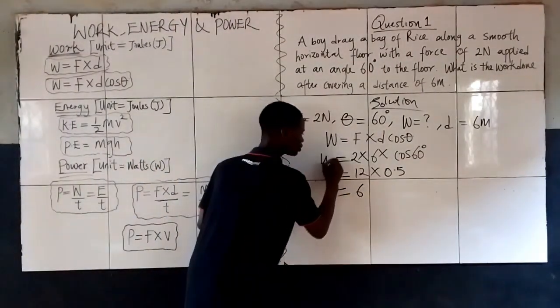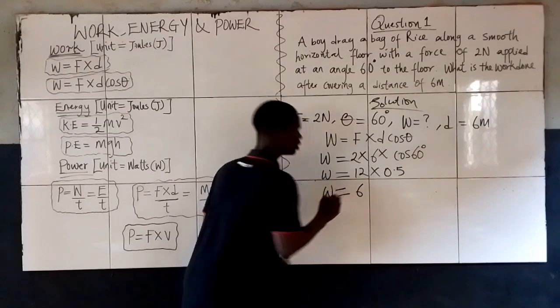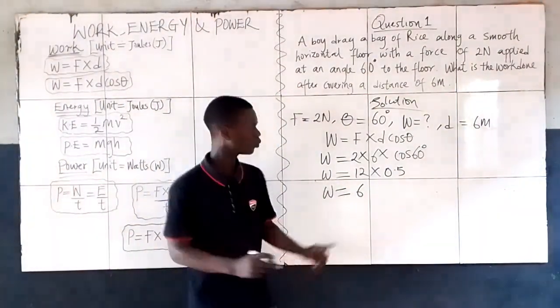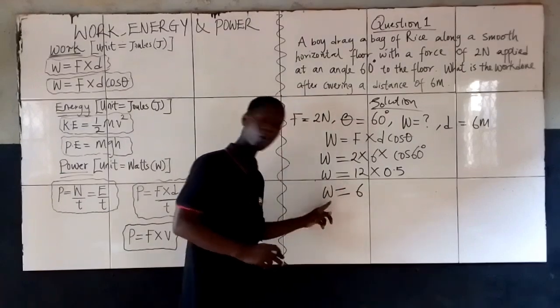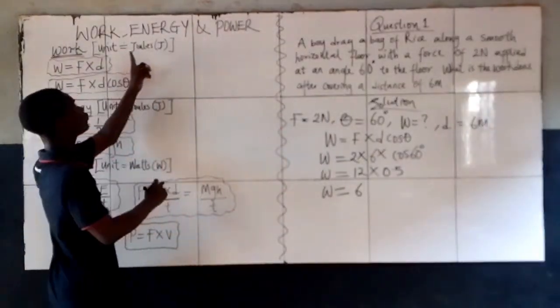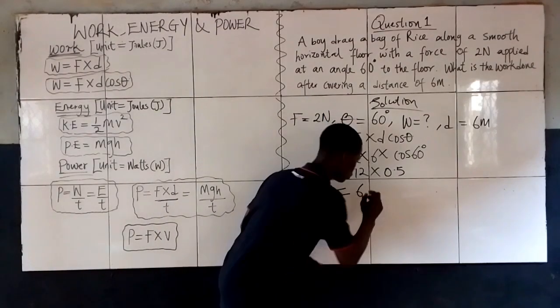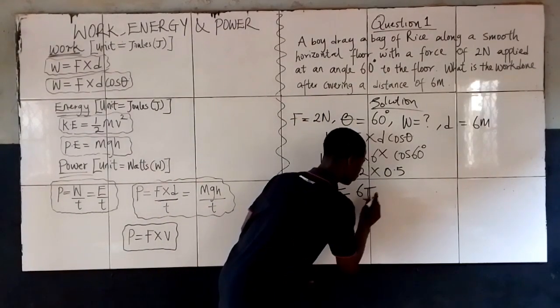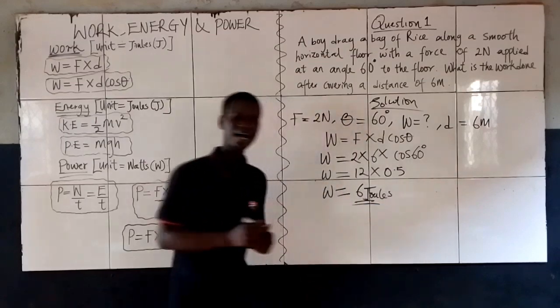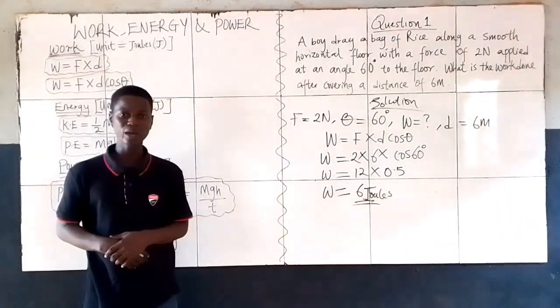Remind you, we are looking for what? Work. Is it not? Now you have 6. As a physics student, you have to be careful. What is the unit of work? Now going back here, we said the unit for work is what? The answer is joule. So in addition, I will add J, or we just say joules. Okay? And this is the answer to the question.